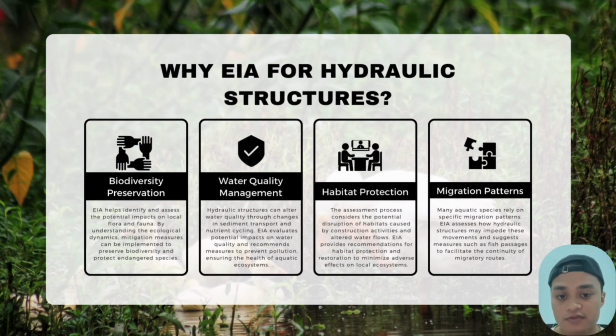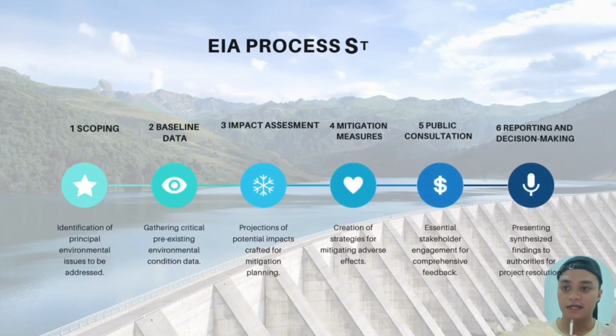The last reason why EIA is needed for hydraulic structure is migration patterns. Many aquatic species rely on specific migration patterns. EIA also assesses how a hydraulic structure may impact this movement and suggests measures such as fish passage to facilitate the continuity of migratory routes.